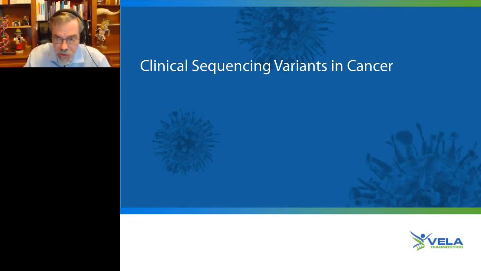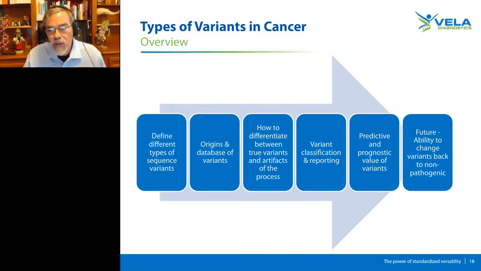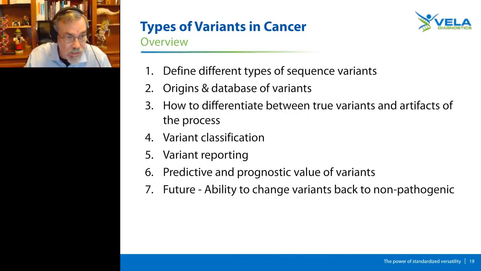So today I'm going to continue the theme of variant calling and cover a couple of different topics regarding cancer variants. First, we want to define the different types of variants seen in cancer. Second, we want to talk about the origins of these variants. How did they arise? Also, I'm going to be talking extensively about databases that we use to collect and annotate these variants. Also, how do you know the difference between a true variant as opposed to an artifact of the processing? Sometimes this can be difficult.